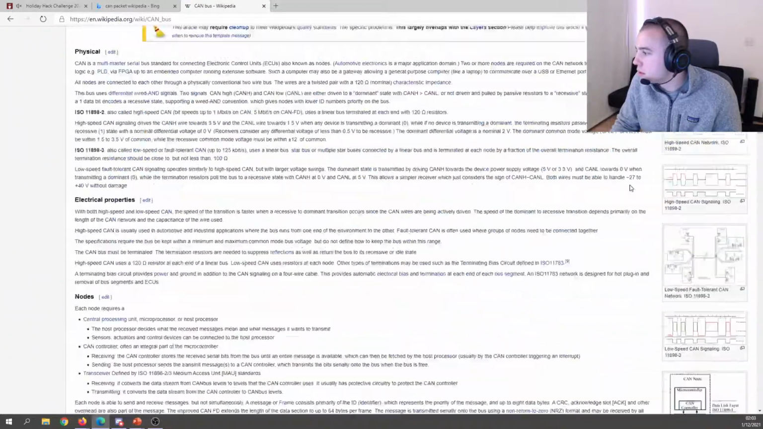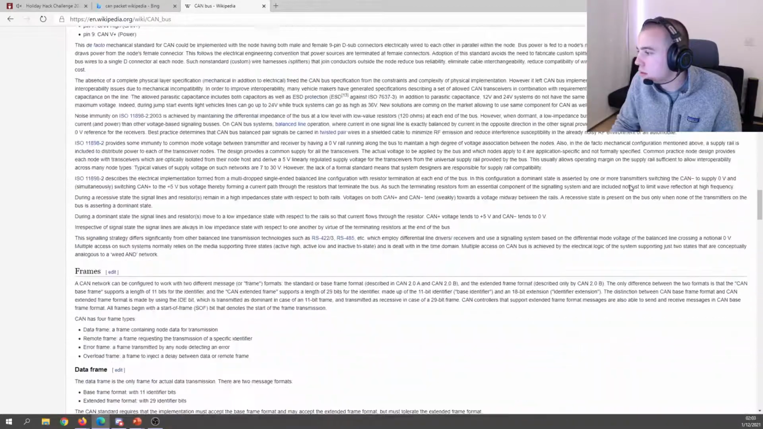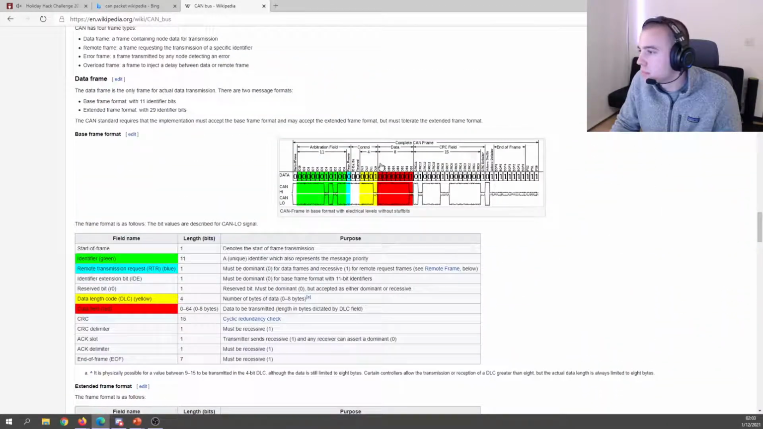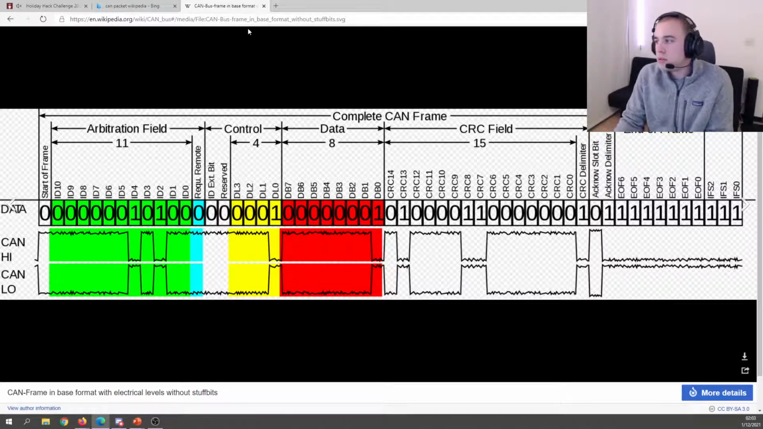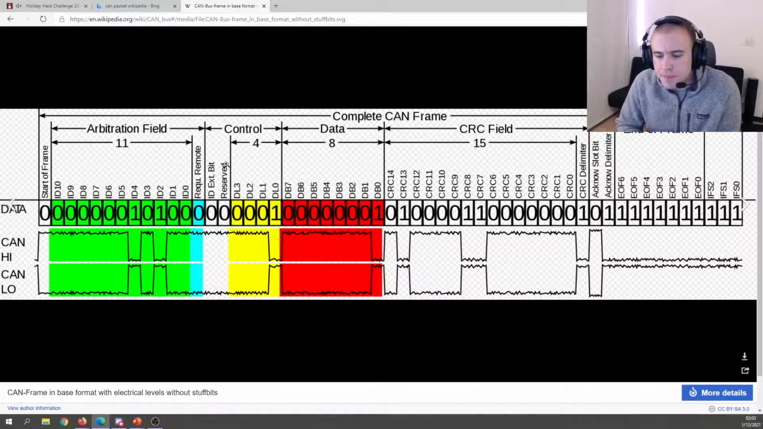Let's see. Probably should have had this open. Here we go. All right, this is a single CAN packet, also known as a frame. You've essentially got your arbitration ID, and the arbitration ID in a CAN network basically identifies what that packet is responsible for.